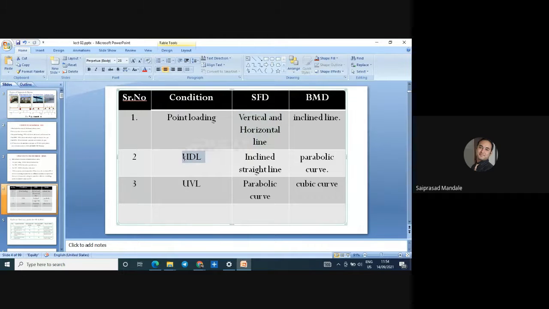Only straight line is used. When there is a UDL, an inclined line is used. Straight line, inclined line, parabolic curve. Point load, UDL, UVL: straight line, inclined line, parabolic curve, and we have to go crosswise. So here it is inclined line, parabolic curve, and the cubic curve. Simple. Okay.